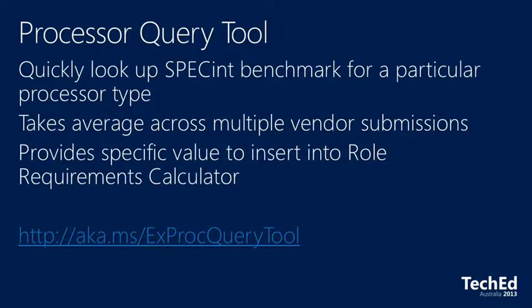Now, I mentioned earlier that the baseline that we're using for our performance guidance, the sizing guidance, and the calculations done inside the calculator is different from the baseline that we used in Exchange 2010. So you may need to use the processor query tool to reconcile the differences between the processor performance characteristics that you have and the ones listed on this website. This will give you the specific value that you need to put into the calculator based on the processors that you believe are going to be in the servers that you purchase to run Exchange. So that's where you get that information.